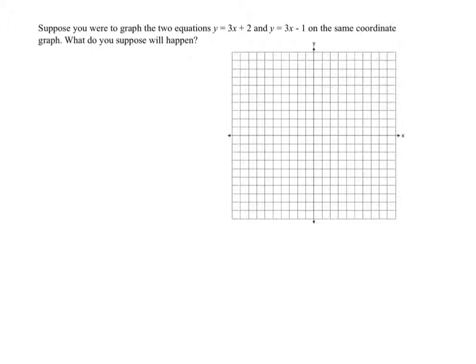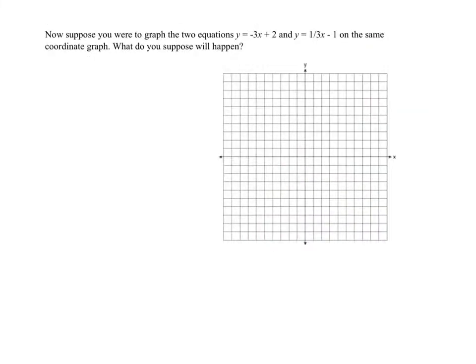I'm going to try to get as close to the point as I can. There's my y-intercept, 3x plus 2. I go up 3 over 1, up 3 over 1, and you draw your line through those 3 points. Then you're going to do the other one. You start at negative 1, and you go up 3 over 1, up 3 over 1, and you draw this line. All right, and what do you see? It appears that the two lines are parallel.